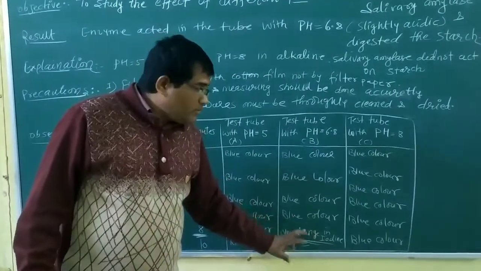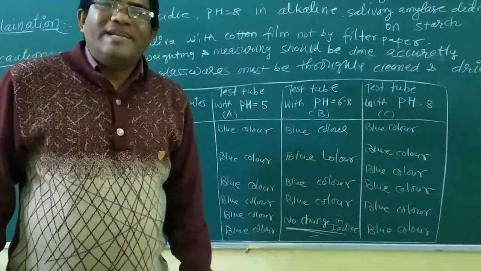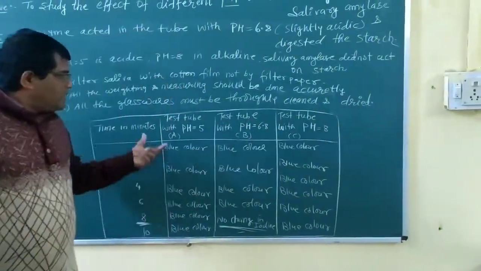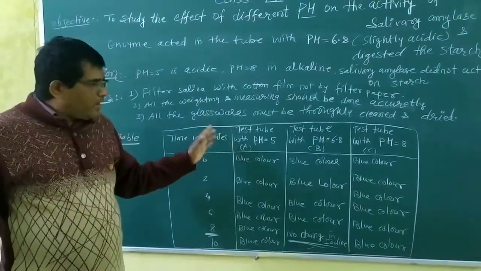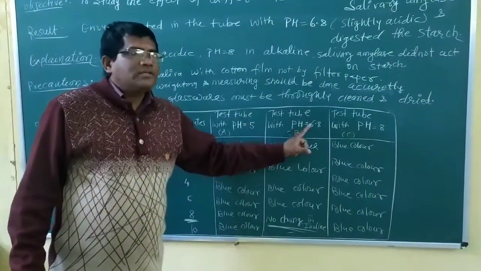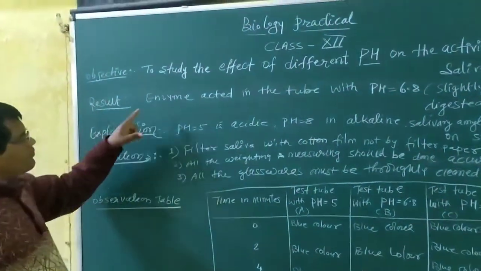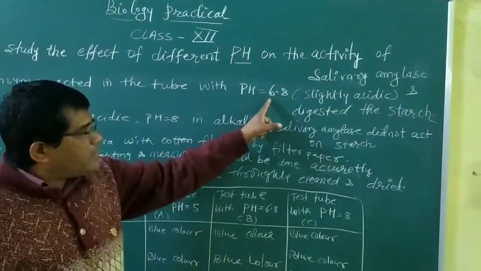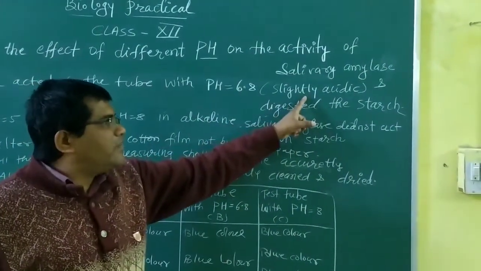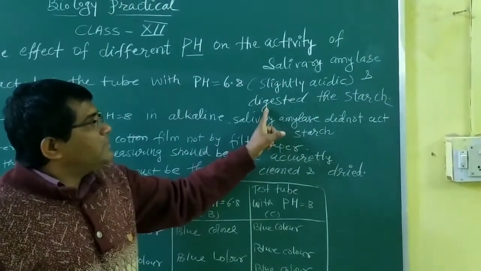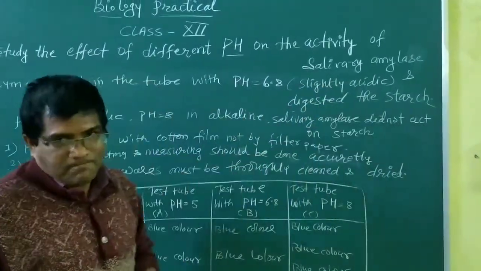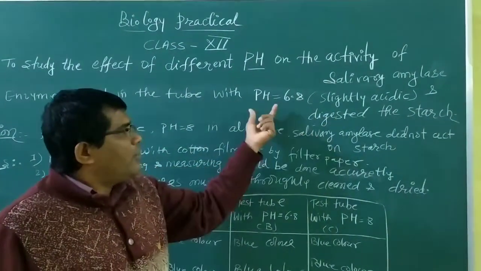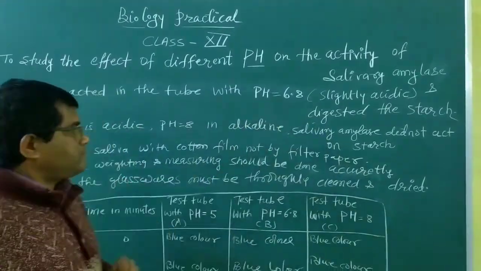If there is no change in the iodine color, it means the achromic point. If it becomes discolored, it means this is not the achromic point. So at pH 8 and pH 5 we didn't get the achromic point, we get the achromic point at pH 6.8. So what is our result? The enzyme acted in the tube with pH 6.8, because it is a slightly acidic medium, and in this medium the salivary amylase digests the starch. This is our result: salivary amylase digests the starch at pH 6.8.